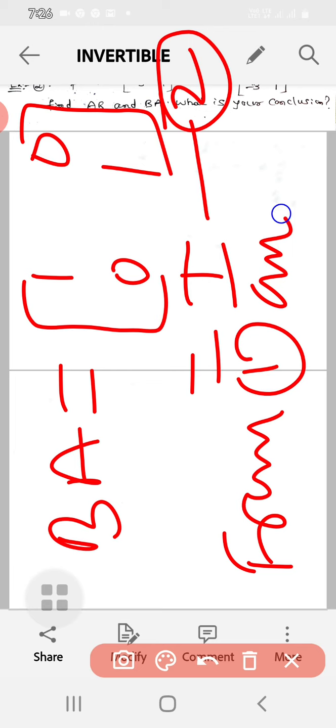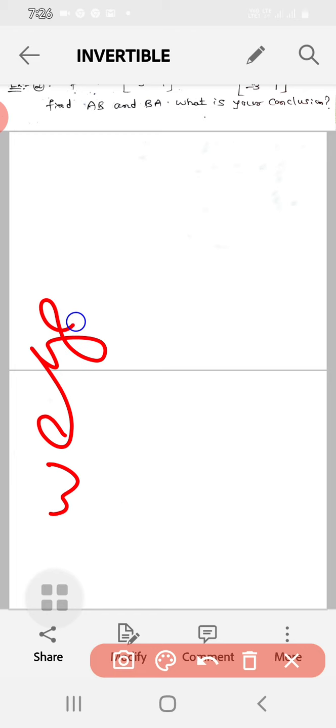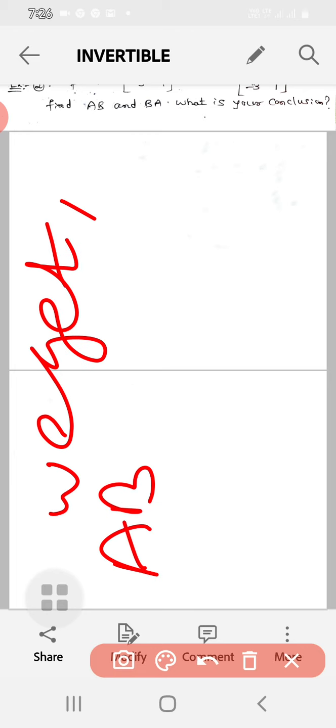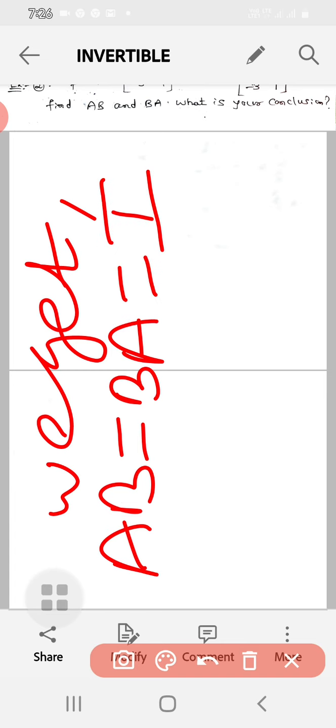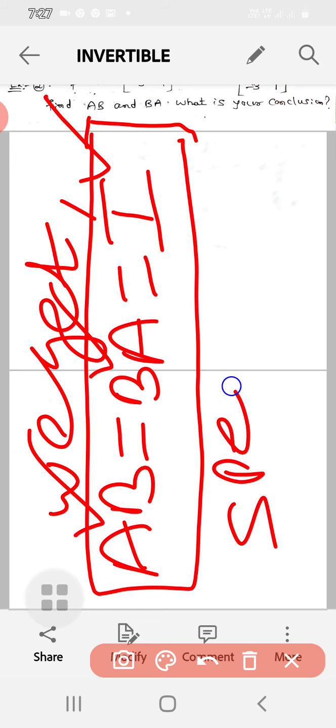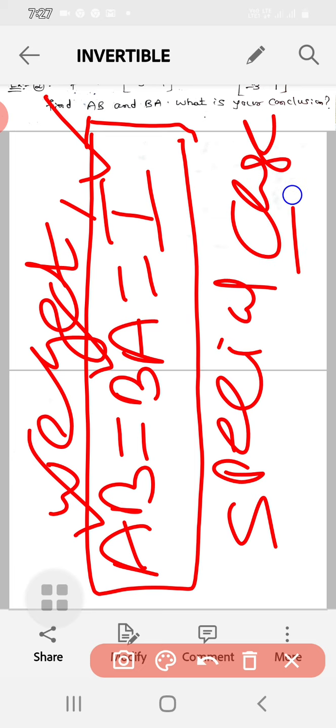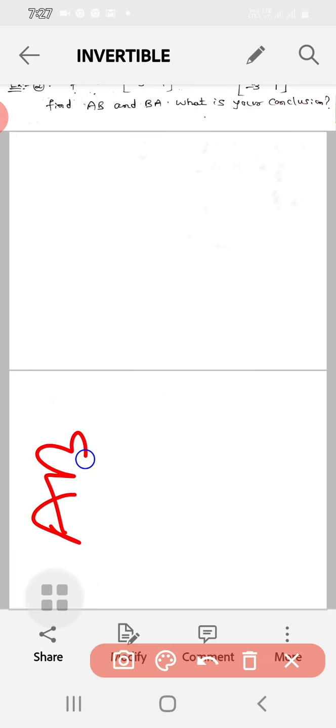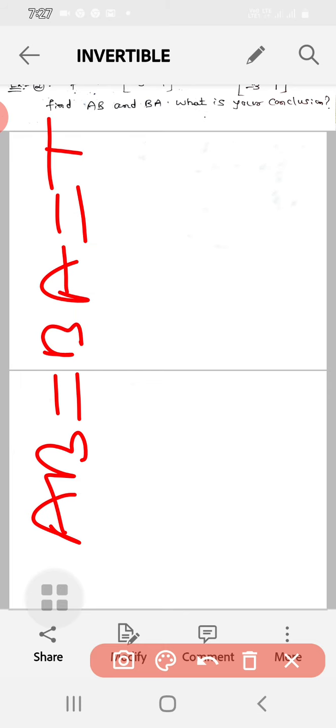So we observe from equations 1 and 2 that we have multiplied AB and we have multiplied BA, and both products are equal to I. AB is equal to BA, both are equal to the identity matrix. See, this is a special case here. So let me write it again: AB is equal to BA is equal to the identity matrix.